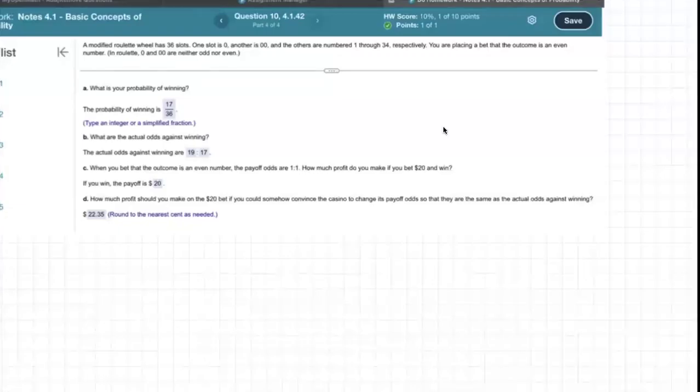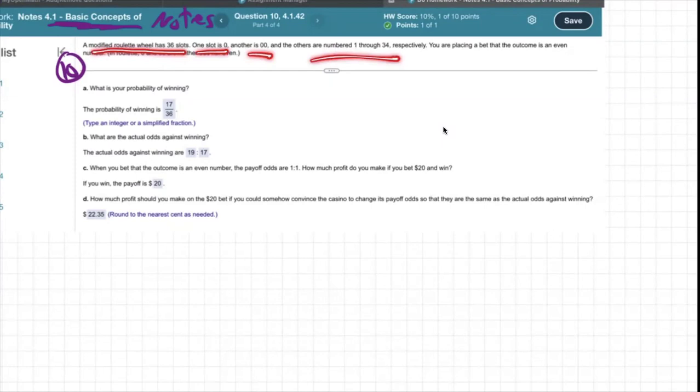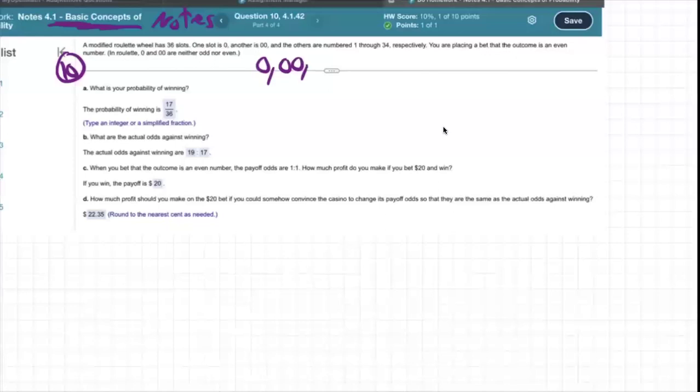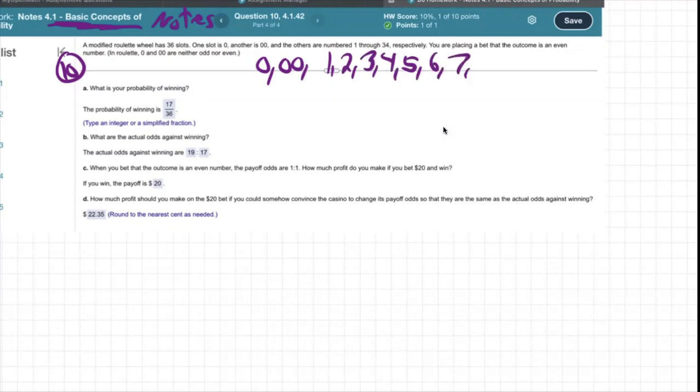So on this problem, this is number 10, in section 4.1 of the notes. First off, they're saying there is a modified roulette wheel that has 36 slots: a 0, a double 0, and then numbers 1 through 34. Let me write that out. So there's 0, double 0, and then there's 1, 2, 3, 4, 5, 6, 7, 8, 9, 10, 11, etc., all the way to 34.